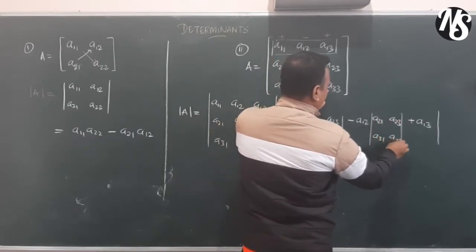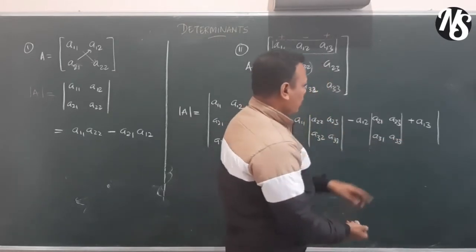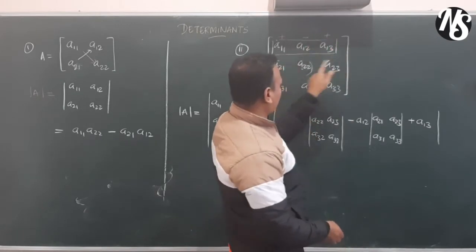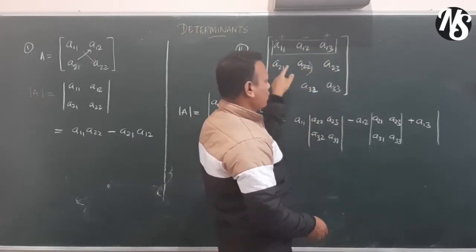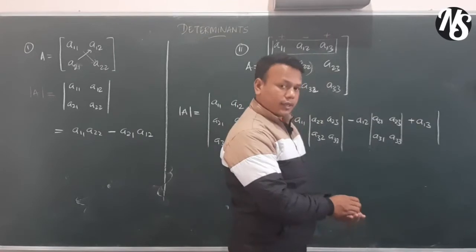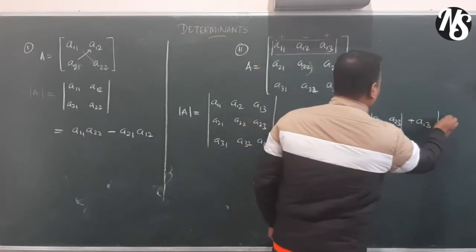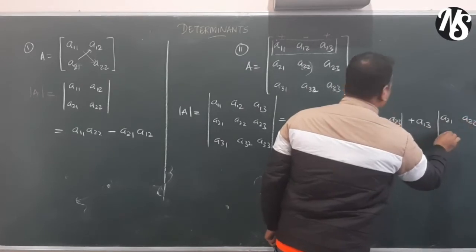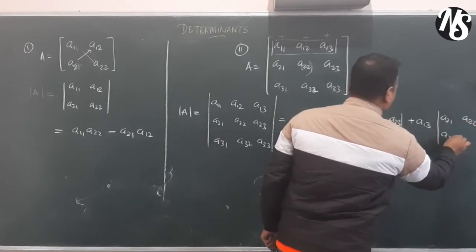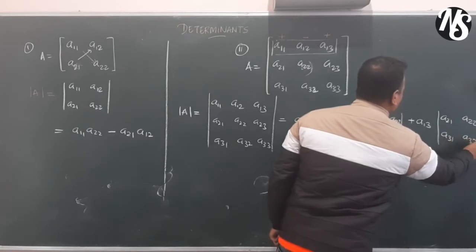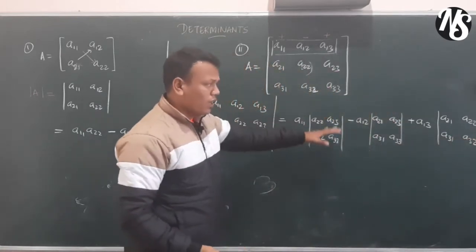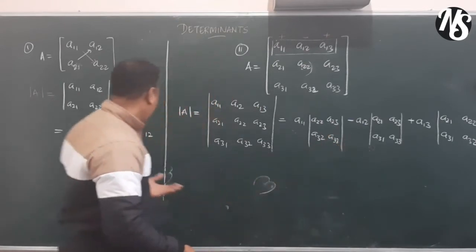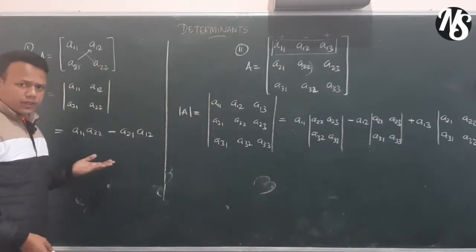Now similarly, A13 is present in this row and this column. If I cover this row and this column, I am left with these 4 numbers. Those 4 numbers will come in this determinant. So you get A21, A22, A31 and A32. Now you know how to evaluate this 2 cross 2, because we have just seen how to evaluate it.